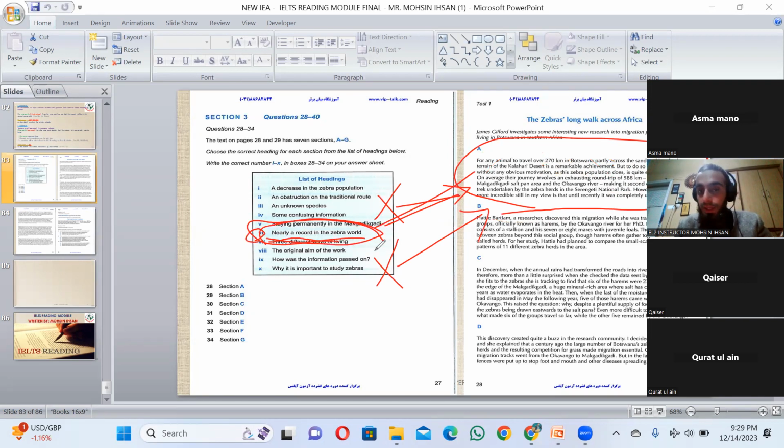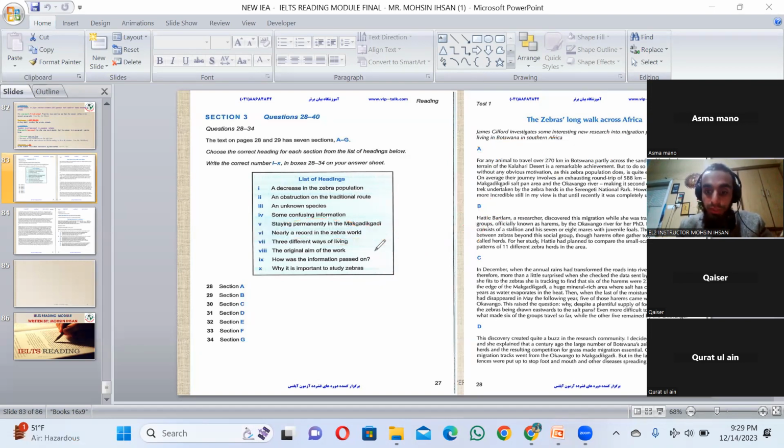So in heading finding lists, the very simple way is that you should understand the paragraph, try to give a title from your own side, and compare that title. Now, which title do I compare? I just compare my own title, and that was new information. And here, nearly a record and new information, you can get one and the same message, right? Then it is going to be correct, inshallah.